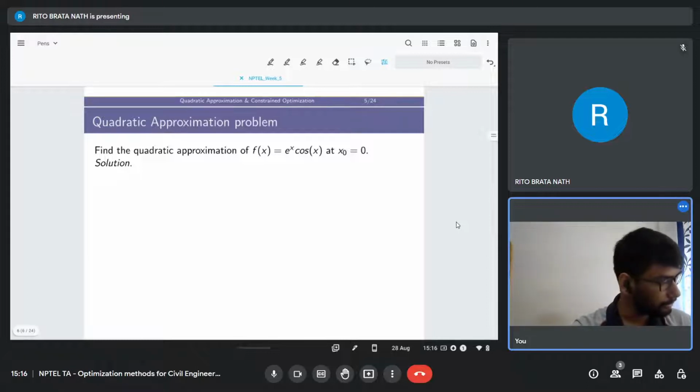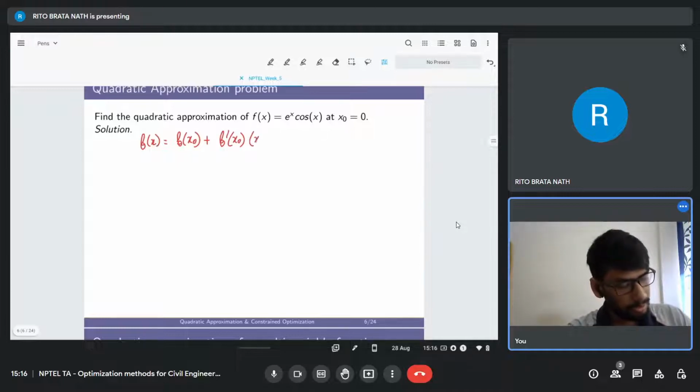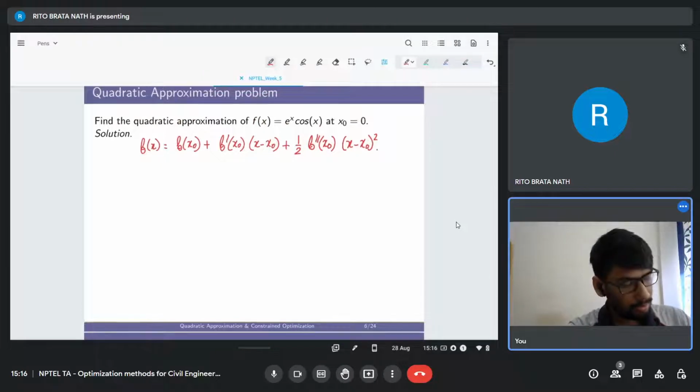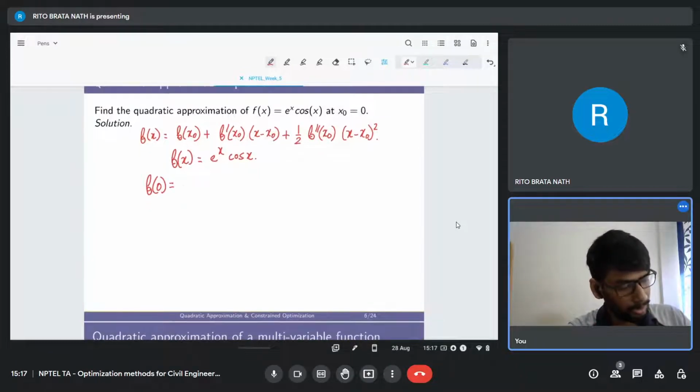So let me go ahead and solve this problem again. The expression for the quadratic approximation, I'll write it down again. So this is f(x naught) plus f prime of x naught times (x minus x naught), plus half times f double prime of x naught times (x minus x naught) square. Now I have the function: f(x) equals e to the power x cos x. So let's do this. My f of 0 will be e to the power 0 cos of 0. So this is 1.